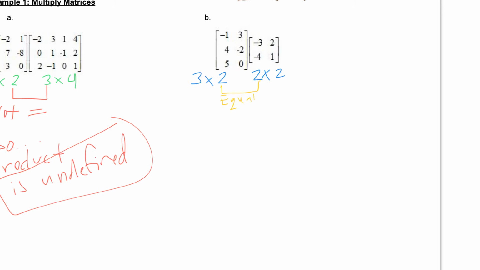Now, in order to multiply these, let's get this ready. We're going to be creating a matrix that is a 3 by 2. So our answer here is going to be a 3 by 2 matrix. Okay, so let's set up our matrix.